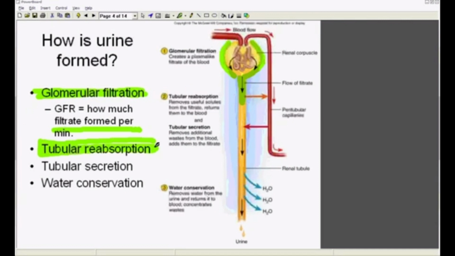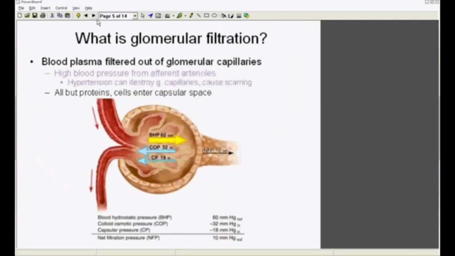to keep. Okay. Then the next thing we're going to do is something called tubular secretion, which is one last chance to get rid of stuff from the blood we don't want to keep. And finally, we're going to do something called water conservation, where we make sure we're not losing too much water in the forming urine. So let's go through this step by step. We're going to start out with glomerular filtration. This is step 1 of urine formation.